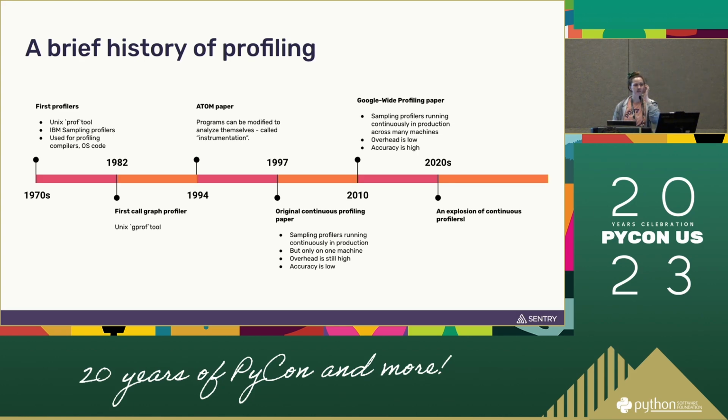And then the first profiler that shipped on Unix was just called prof. All it could really give you was a printout of all the different functions that it saw and how long it saw them running for, which was really helpful for them at the time, but obviously now we have a lot better tools.